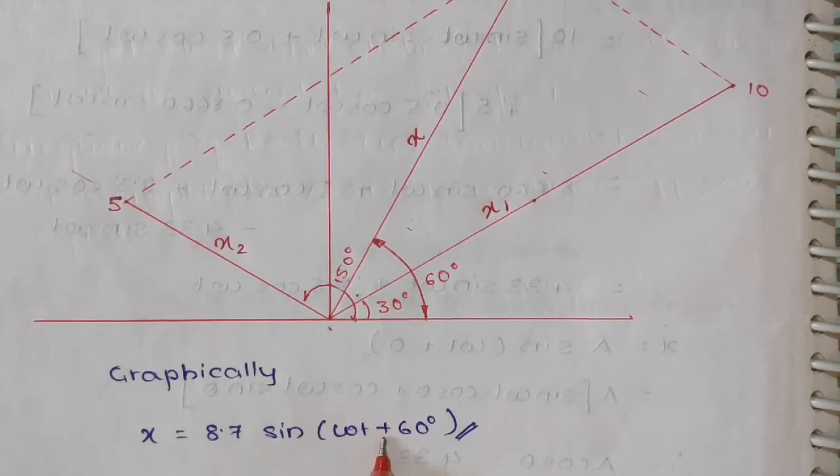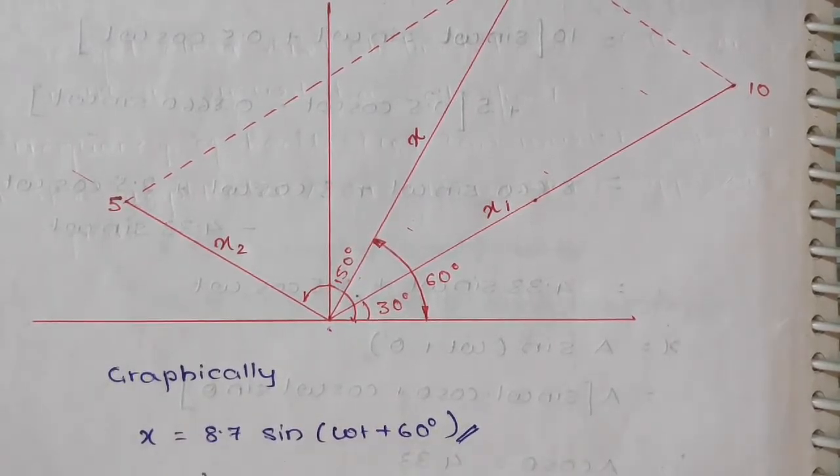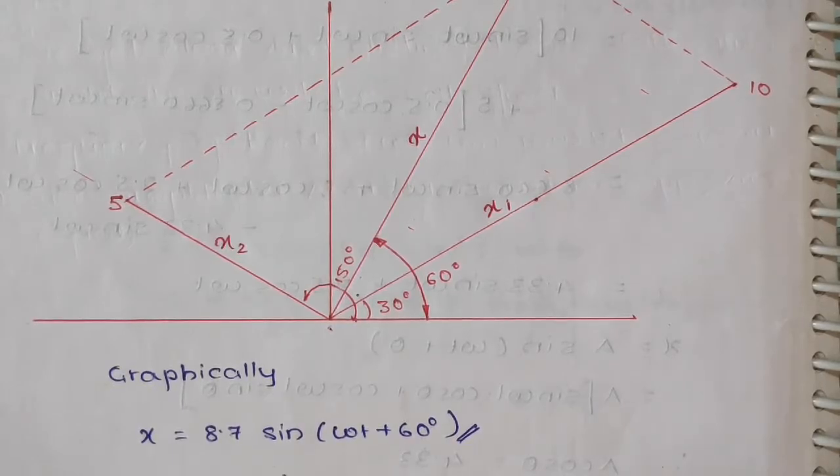So graphically also we have verified that the sum of two SHMs, that is 10 sin omega t plus 30 degrees and 5 cos omega t plus 60 degrees, will be 8.7 sin omega t plus 60 degrees.